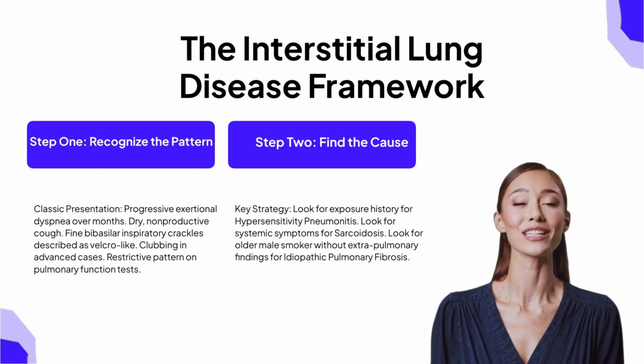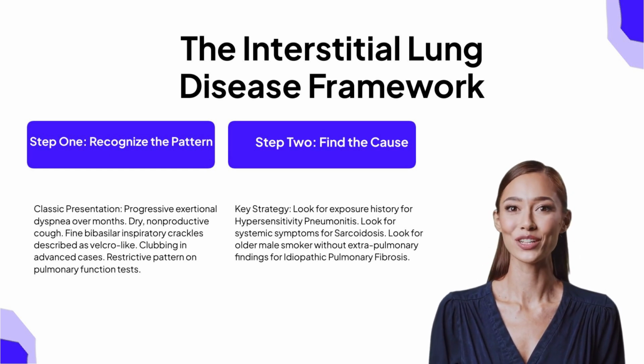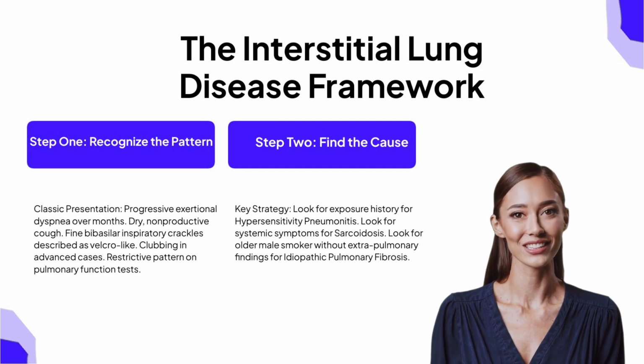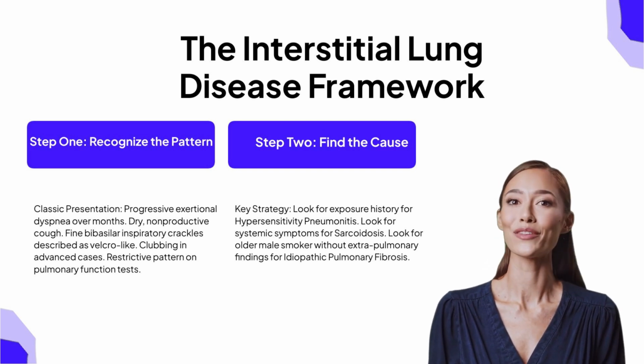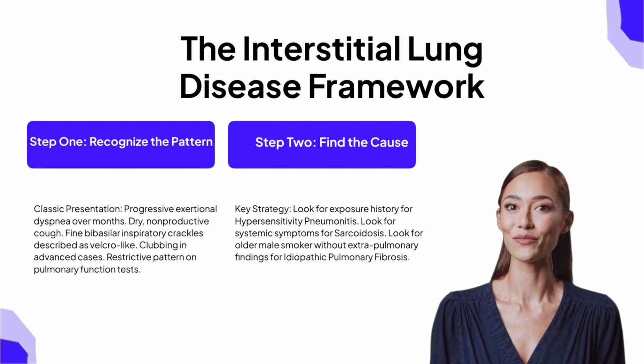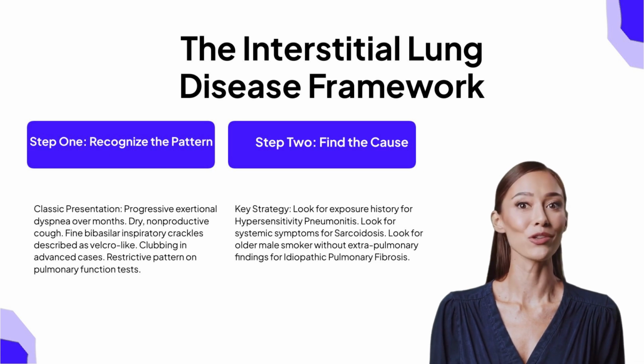Step 2 is finding the cause. This is where test takers often struggle. Look for exposure history, which points to hypersensitivity pneumonitis. Look for systemic symptoms like skin lesions, eye problems, or lymphadenopathy, which suggests sarcoidosis. And when you have an older male smoker with no extrapulmonary findings, think idiopathic pulmonary fibrosis.